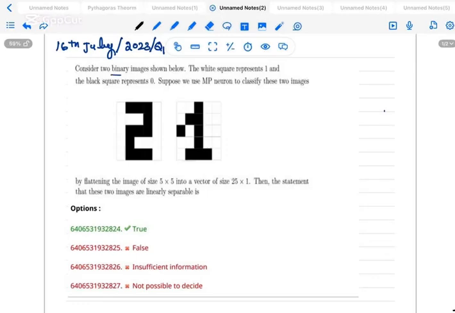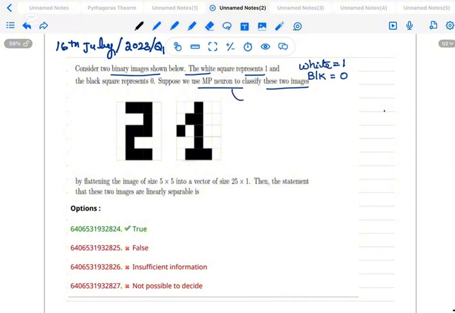Consider two binary images shown below. These are two images, image 2 and image 1. The white square represents 1, that is class 1, and the black square represents 0. Suppose we use MP neuron to classify these two images.